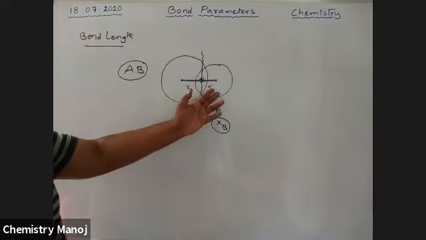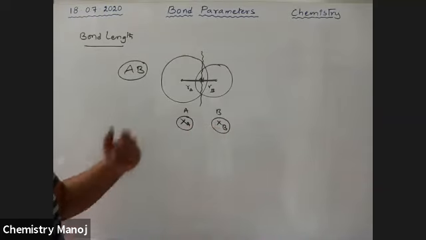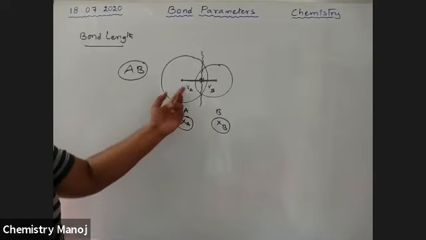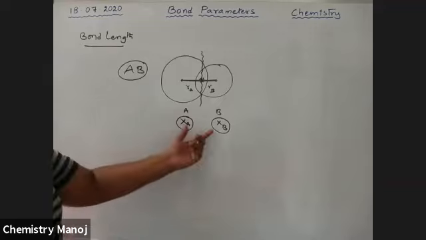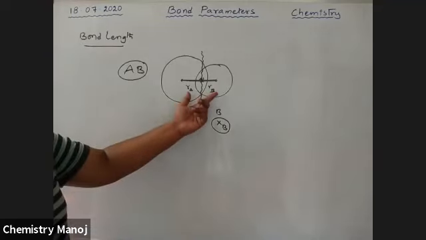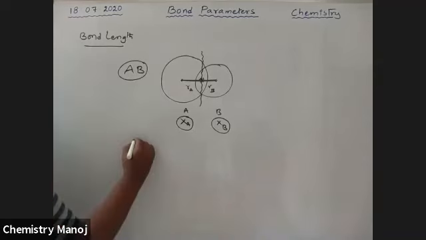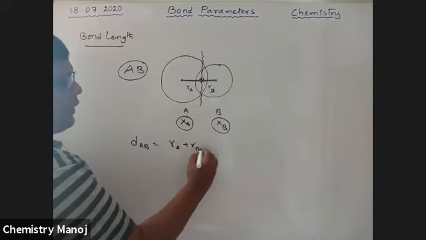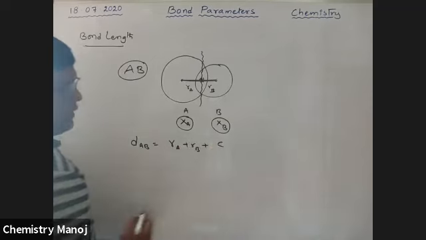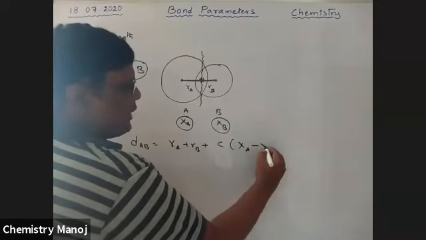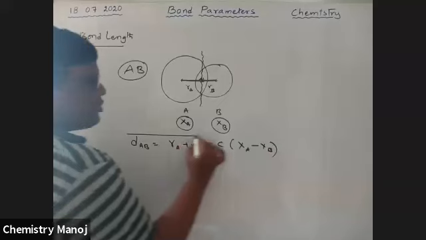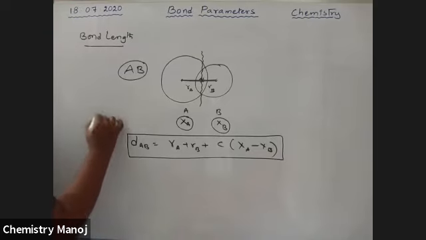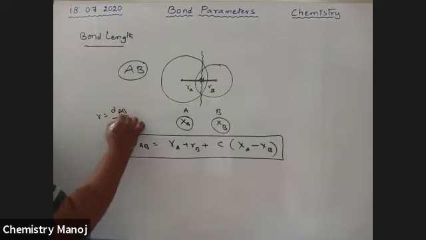So because B atom is small in size, no doubt electronegativity of B is greater than that of A. This electronegativity difference also influences bond distance. So by including these electronegativities, for heteroatomic molecules, diameter of AB is equal to radius of A plus radius of B plus C into (XA minus XB). This is the formula used to calculate diameter of AB. If you get diameter, radius is equal to diameter of AB by 2.